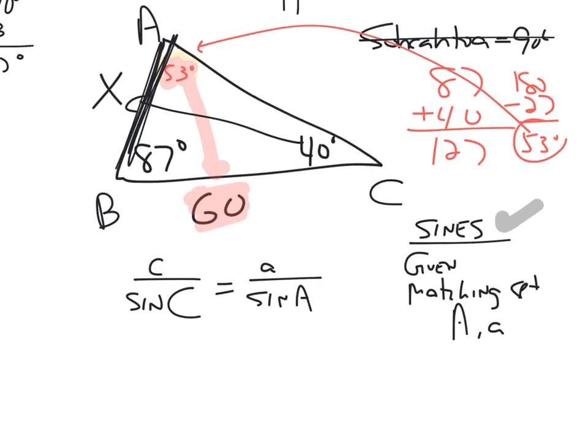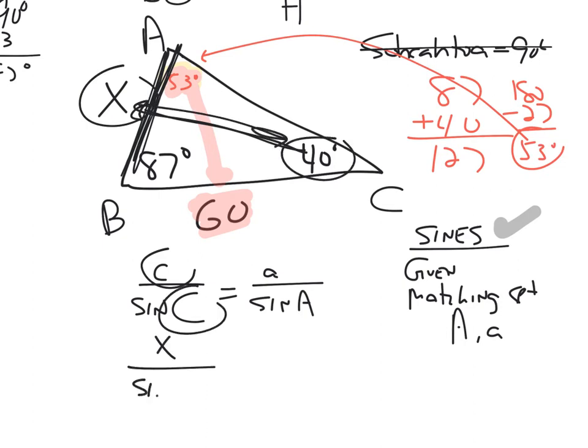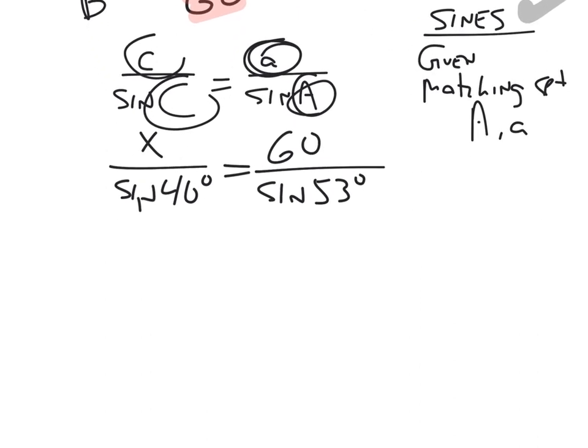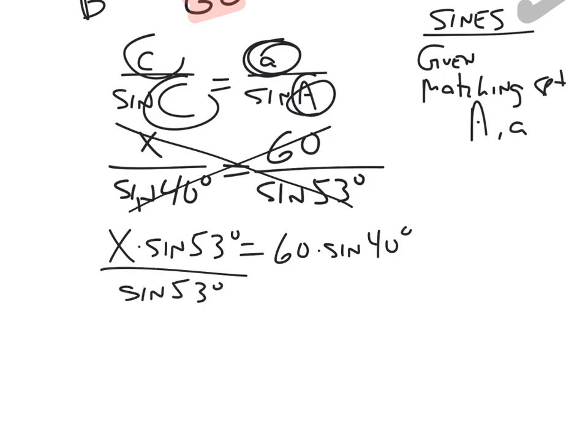So I'm going to substitute in little c, that's what I'm solving for, that's x, over the sine of angle C. Well, here the angle for C is 40 degrees, so x over the sine of 40. That equals little a, so that's going to be 60 over the sine of angle A, so that's going to be the sine of that 53 degrees. Here I'm using the law of sines, so I'm going to cross multiply. So I have x times the sine of 53. That equals 60 times the sine of 40. And I'll solve for x by dividing both sides by the sine of 53.